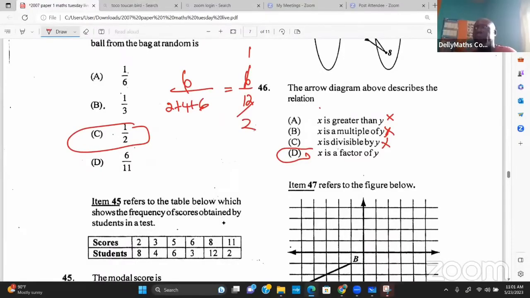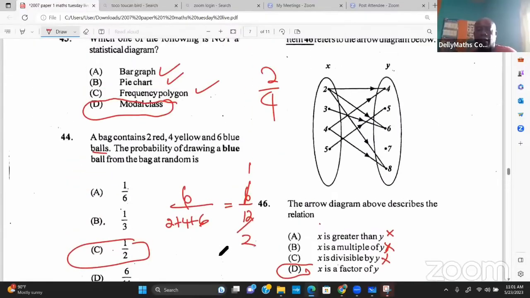X is a factor of y. Okay, let's take a look. Factor. That means it should be smaller and it can go into it. All right. Or it should be as big as itself. For example, can 2 go into 4 without a remainder? Yes. Can 2 go into 6 without a remainder? Yes. Can 3 go into 6 without a remainder? Yes.